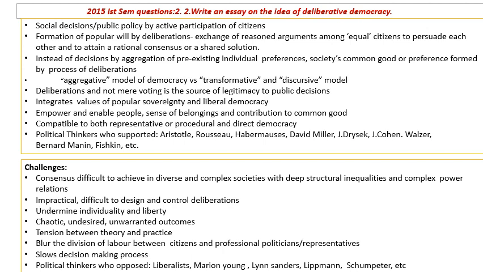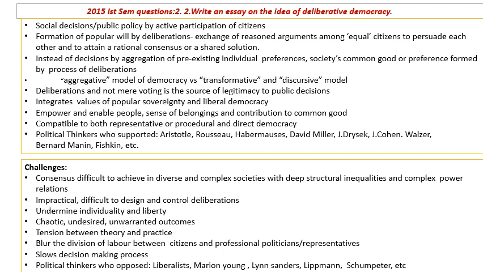The challenges: deliberative democracy has a lot of challenges. Consensus is, of course, difficult to achieve in a diverse, complex society where deep structural inequalities are there and power relations are well established. Hierarchy is there, like in Indian society. Many say it is impractical, difficult to design and control and to initiate actions, and that it undermines individual liberty.